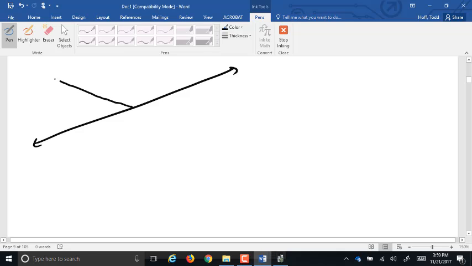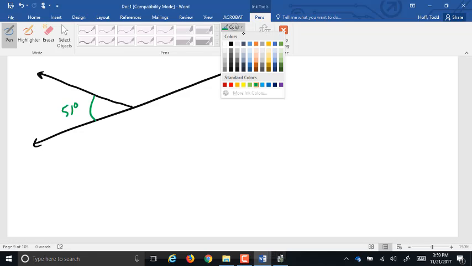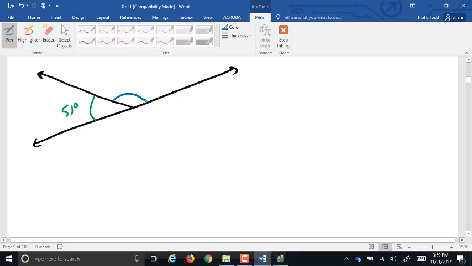Right, let's review this one a little bit. So if I put this angle right here at 51 degrees, what does this angle over here have to be? 129. How'd you get that? 180 minus 51 is 129 degrees. Perfect.